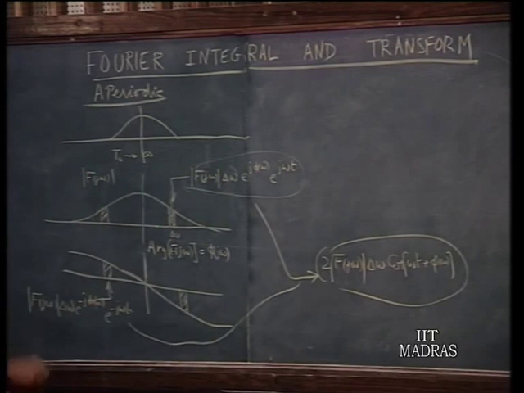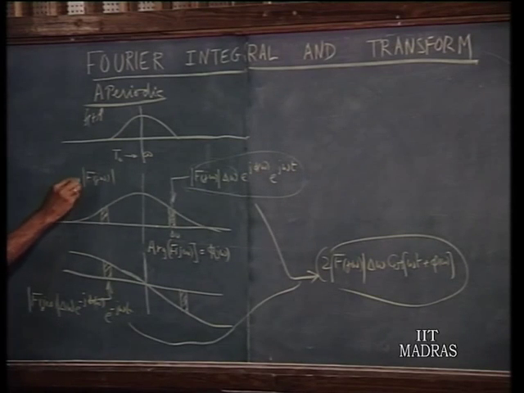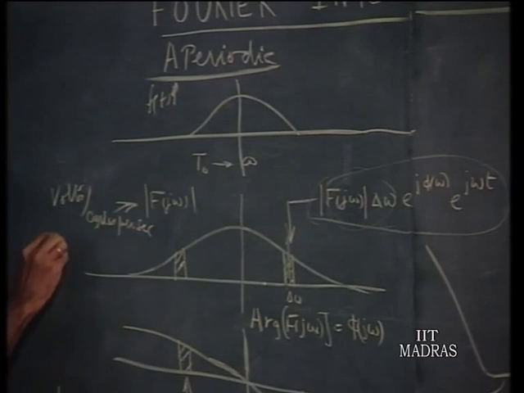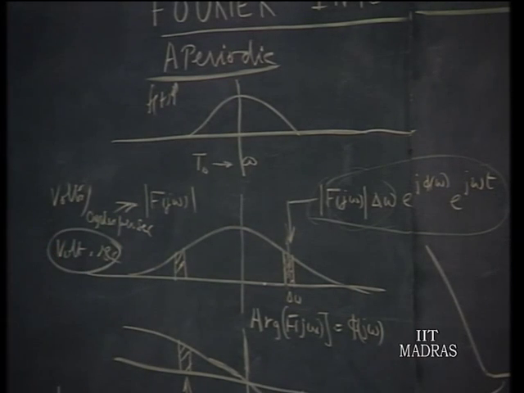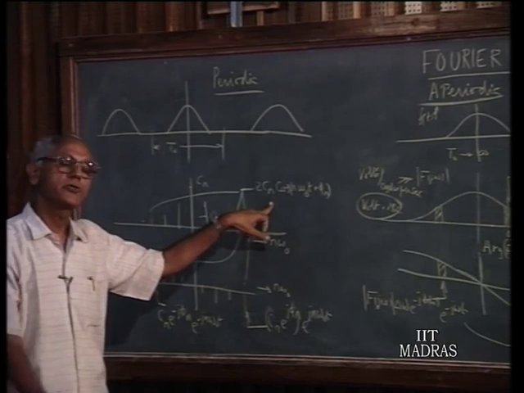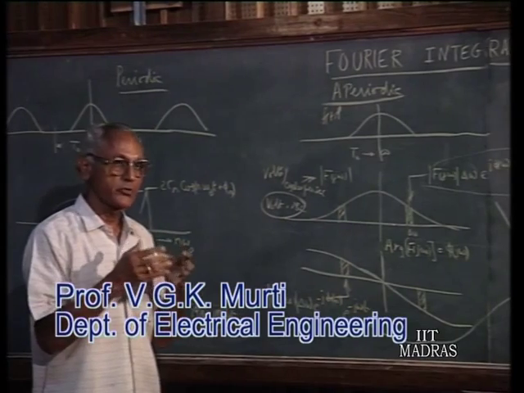So, this is called coefficient density. If f of t is in volts, the dimensions of f of j omega are volts per cycles per second, or volt seconds. Whereas, in the periodic case, if f of t is in volts, Cn will be in volts. It gives the amplitude of each individual component, whereas here it gives not the amplitude, but the magnitude density.